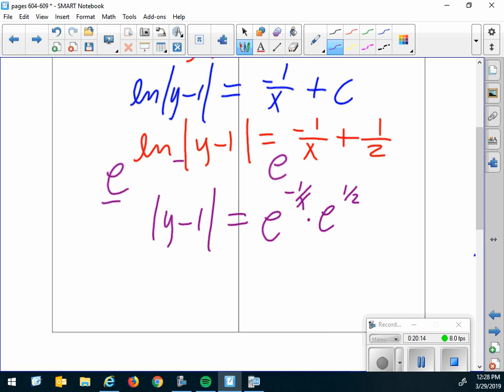I tell you what, let's make that easier. Let's leave it the way it is, because e to the 1/2, there's nothing I can do to it. I mean, I can't make it nice except to say square root of e if I wanted, unless I had a calculator, but I don't. Okay.